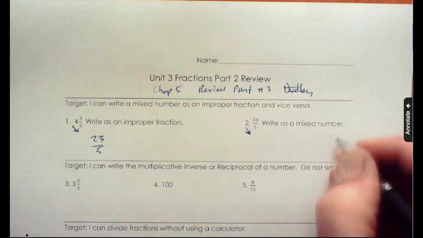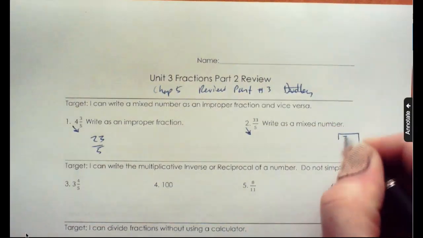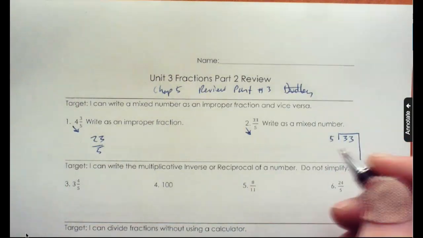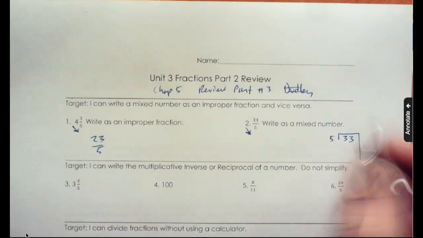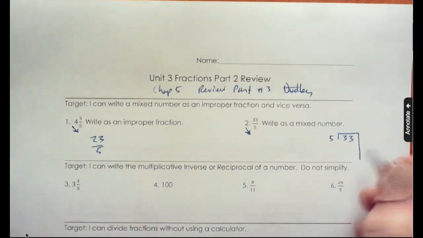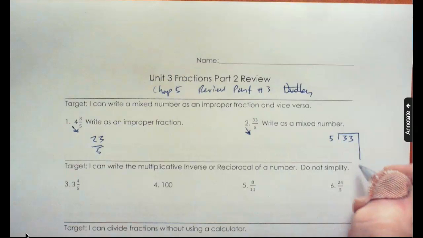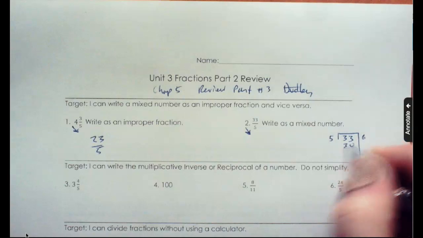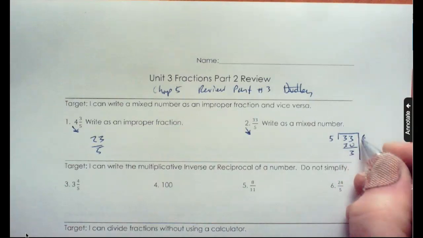So this time we have to divide. 33 divided by 5. There's different ways to divide. This is an easy way for kids to do it. It does not work for decimals, but kids struggle with division, so this is an easy way to use repeated subtraction to find your answer. So let's put it in there 6 times would be 30. We have 3 left over. So our answer is 6 3 fifths.